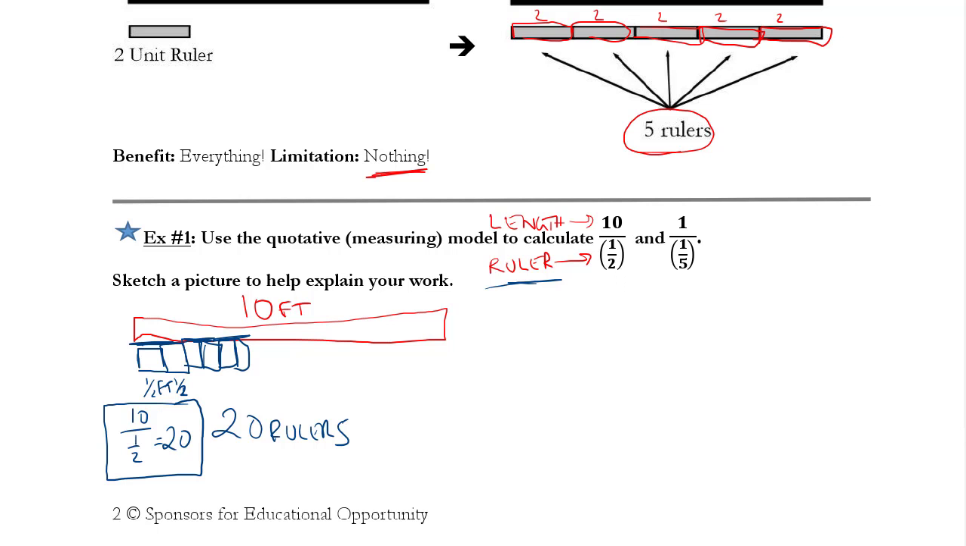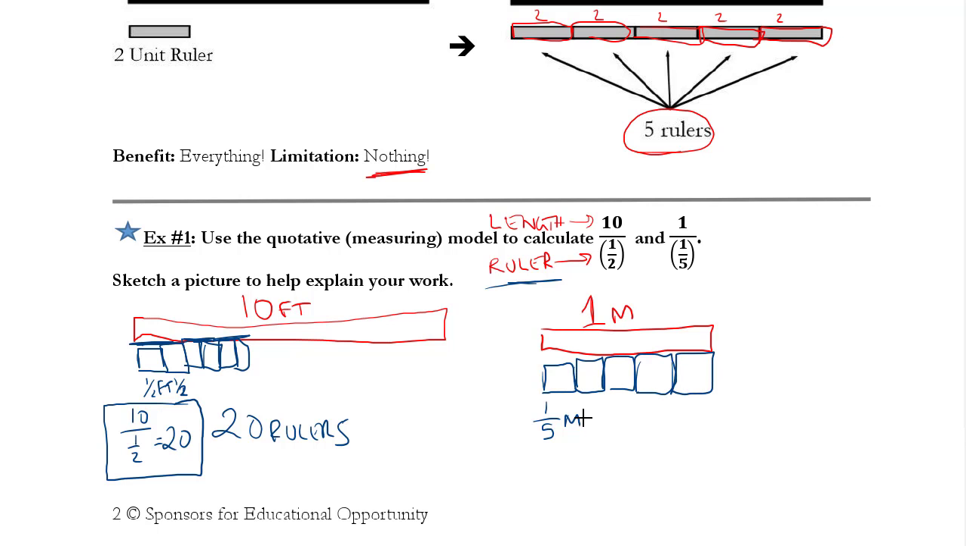Let's just do another quick example. 1 divided by 1/5, what would it look like? Well, here's my length. Let's make it a meter this time. Let's say this is the length of 1 meter, and my ruler has a length of 1/5 of a meter. That's the length of my ruler. How many 1/5 would it take to get to 1? Well, 1, 2, 3, 4, and 5, because 1/5 times 5 will get me all the way back to 1. So 1 divided by 1/5 equals 5. So again, this is 5 rulers. And I just want to highlight that in this particular example, we see a more general pattern.